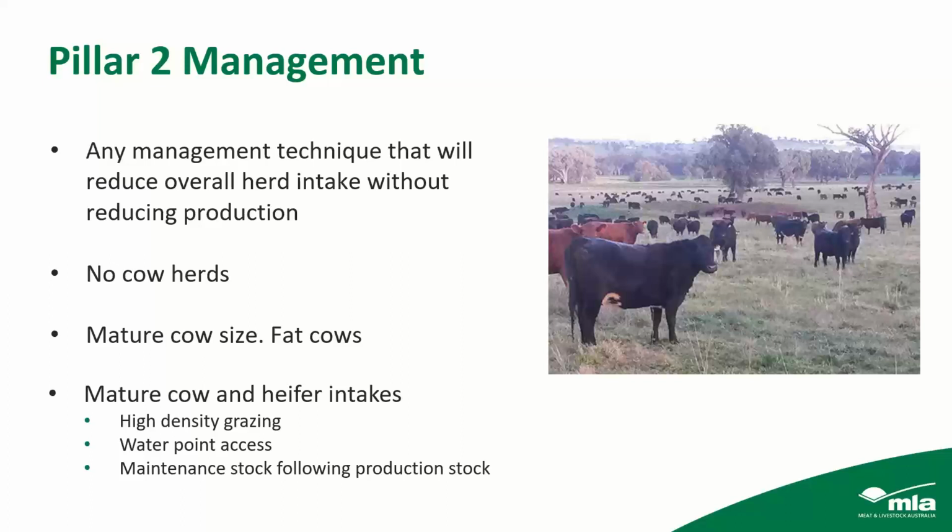Maintenance stock following production stock. I'm sure a lot of you know about that. Again, what that does is reduce the intake of the following herd. You don't want them to have the good feed. You give that to the production stock, your maintenance stock, your pregnant females. Following those other stock is reducing their intake and extending your feed supply. Righto.